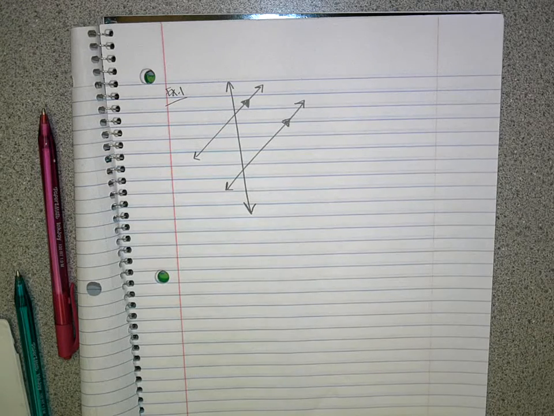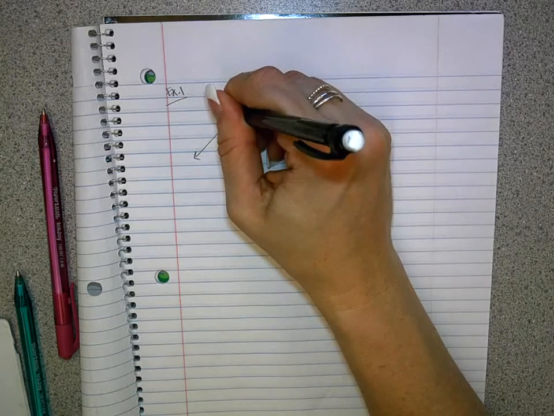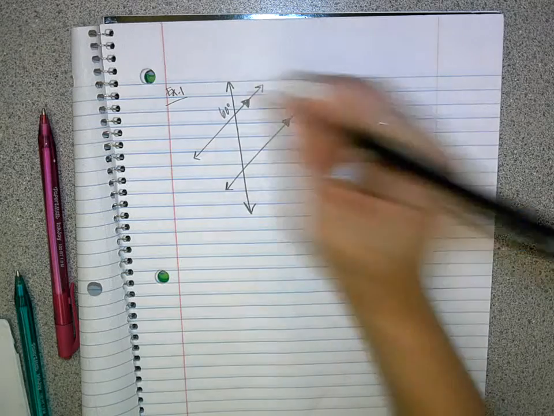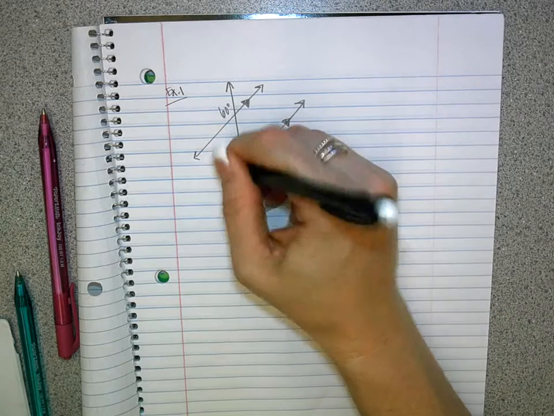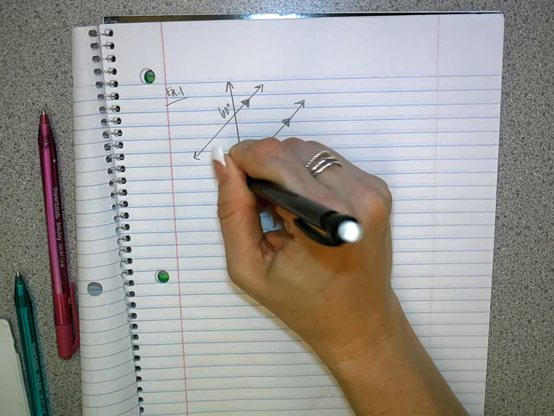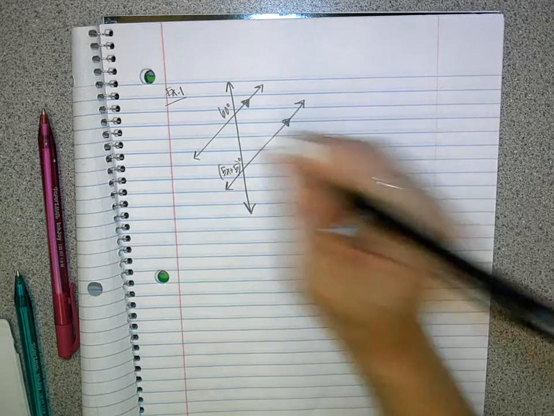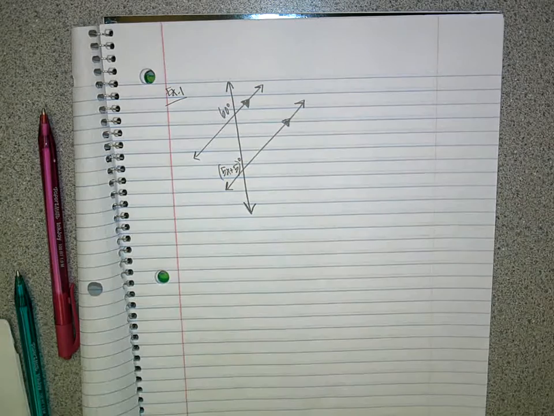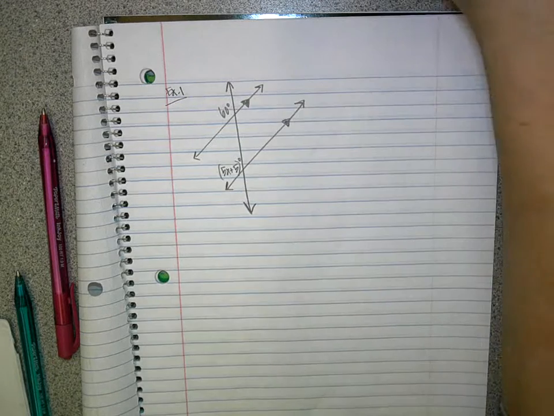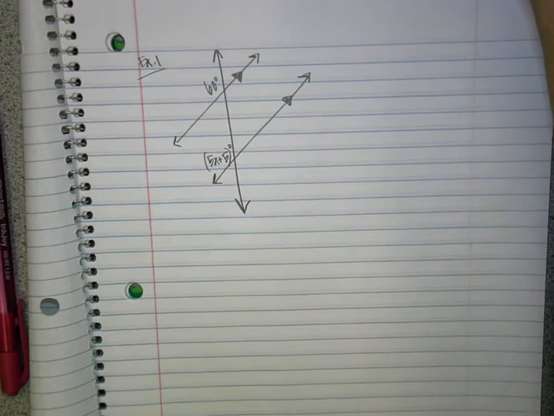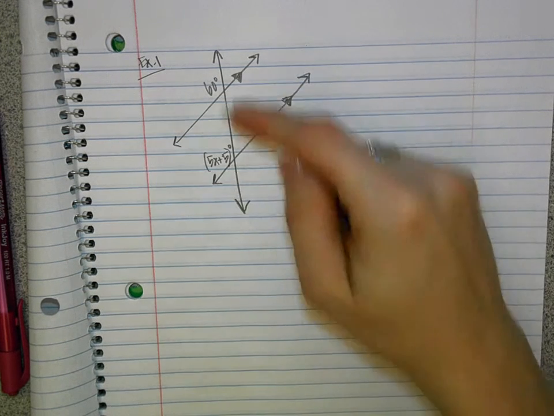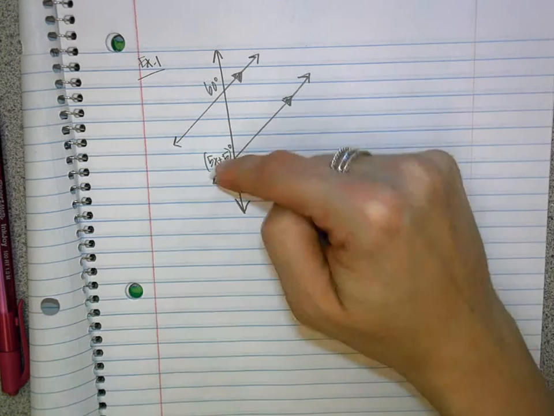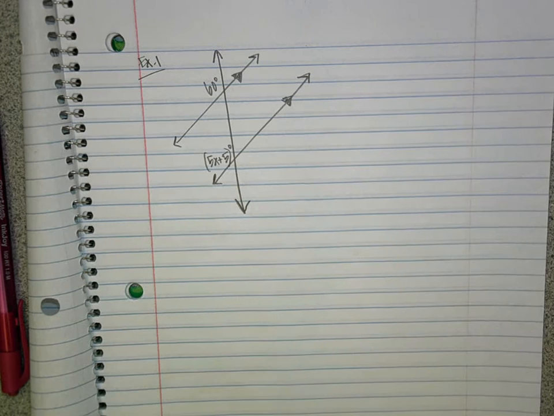And let's see, I'm going to label right here, I'm going to label this 60 degrees. And right here, I'm going to label it as, in parentheses, 5x plus 5 degrees. So 60 degrees and 5x plus 5 degrees. Let me make it a little bit bigger so you guys can see it. So if you look at this angle relationship, what type of relationship do these have? Are these vertical, corresponding, or same side interior?